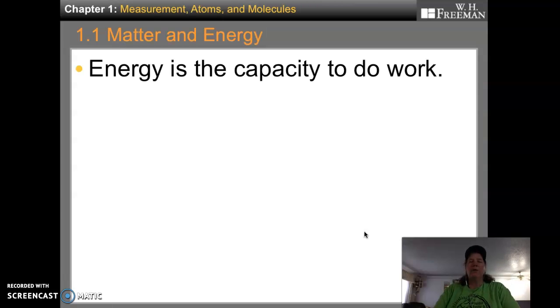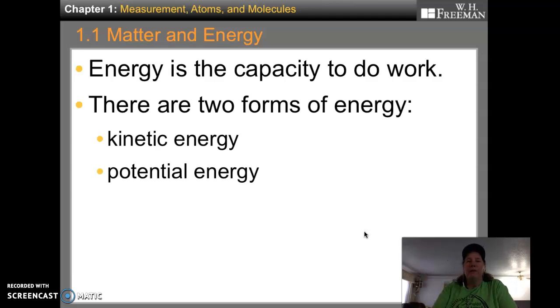When you're talking about matter, you're also talking about energy. Energy is the capacity to do work. We get that from chemical reactions. When you guys eat something, a chemical reaction occurs that gives you energy, so you can do things like talk. But there are 2 forms of energy: kinetic energy and potential. Kinetic is movement. Right now, me going like this, I have kinetic energy. Potential energy means the energy is there, it's just not being used right now.